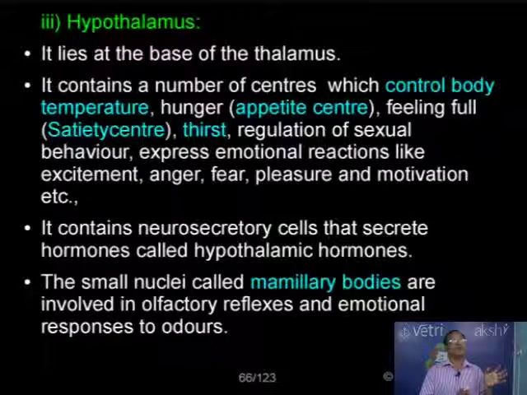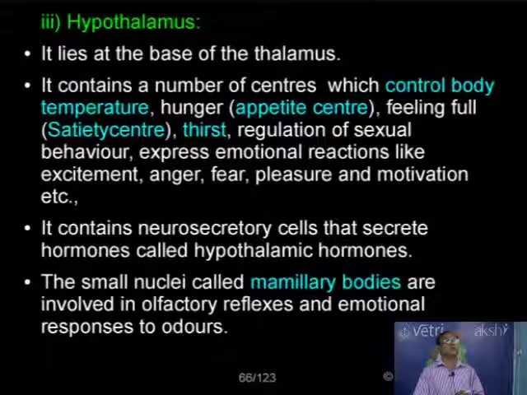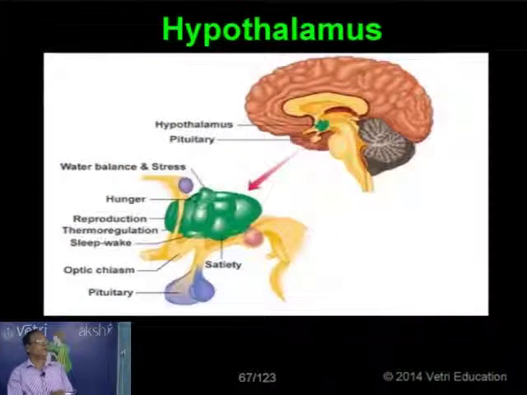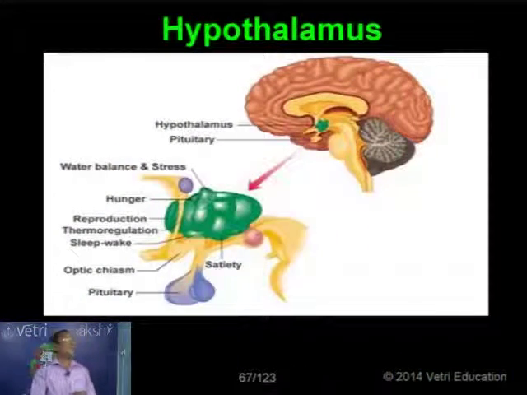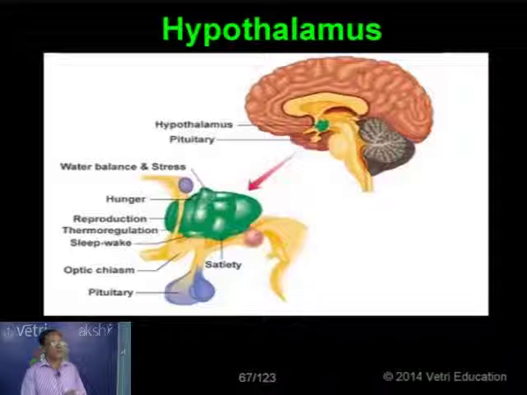So don't forget that one: the question is related to thirst, hunger, thermoregulation, sexual behavior, and emotional reactions. Now here we have to see the main part, what is called the hypothalamus. I mentioned already this region is called the thalamus region, and this green part is the hypothalamus. Below it we have the pituitary body, which is connected to the hypothalamus by means of the infundibular stem.